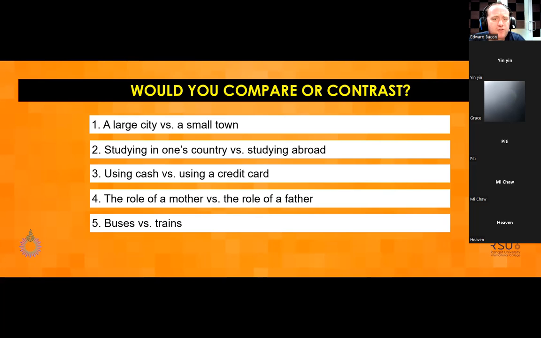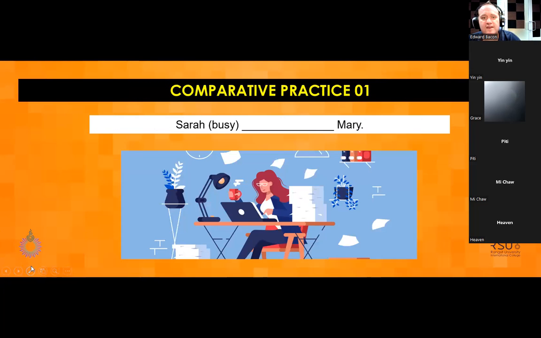Now, can you read number five? Bus and trains. Okay. So with buses and trains, would you compare or contrast? I think it's compare. Okay, compare. So then how are they similar? They are both transportation, but not the same shape. Yeah, they're both modes of transportation. Okay.